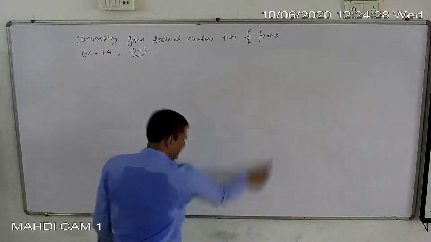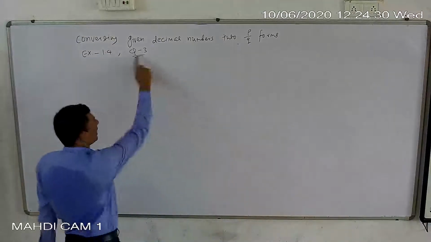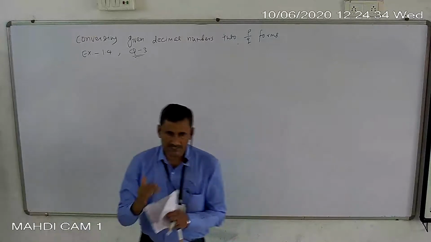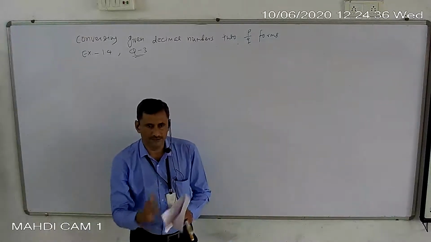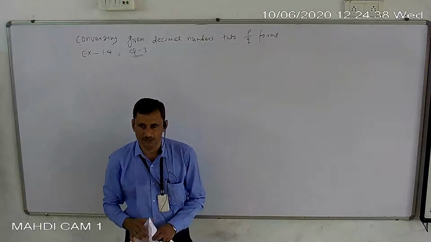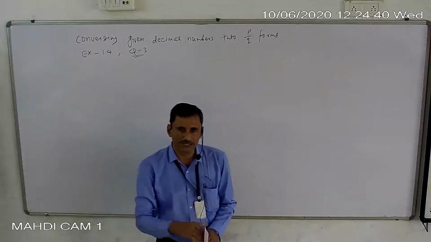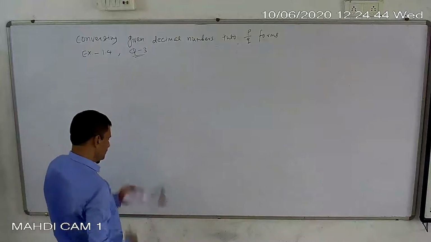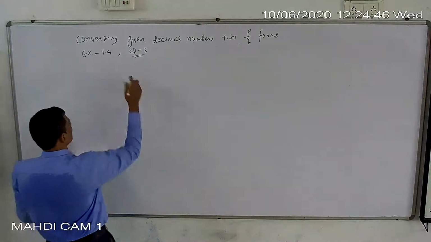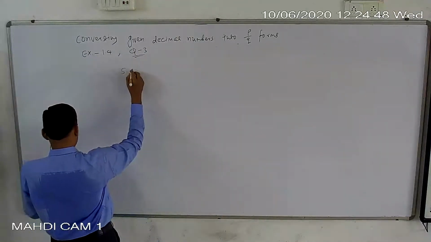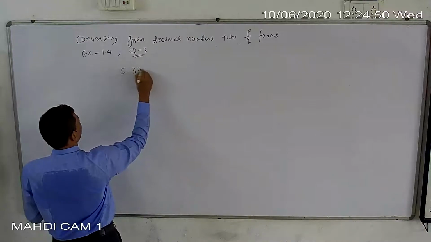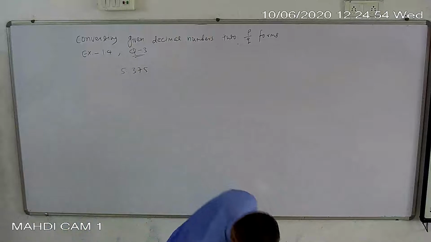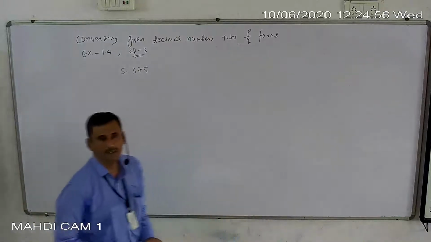Now before practicing our textbook questions, I am giving you some extra ones. In the textbook some long questions are given, meaning the decimal expansion given is quite long. So before going to that stage, I am giving you a few simple sums. Suppose you are given 5.375.